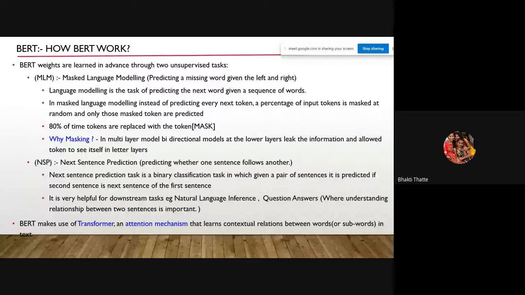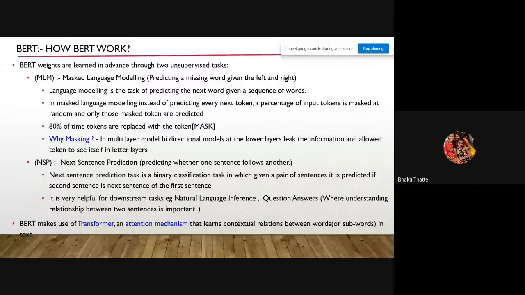The next unsupervised task is NSP, next sentence prediction. BERT also does next sentence prediction. What is this next sentence prediction? For example, if we have two sentences, let's say labeled A and labeled B.